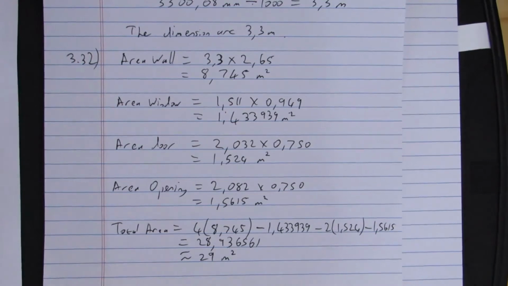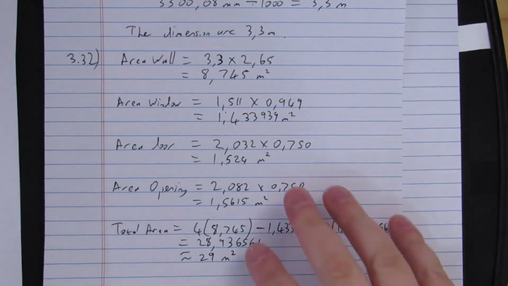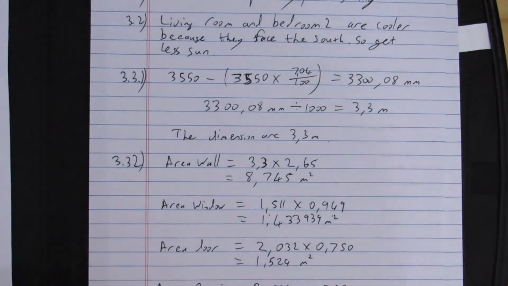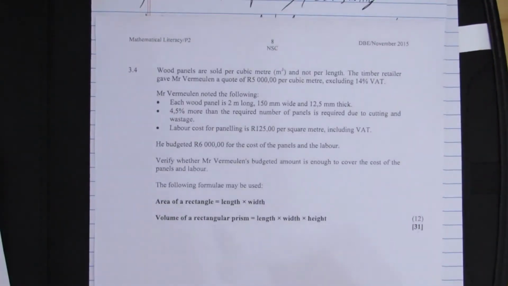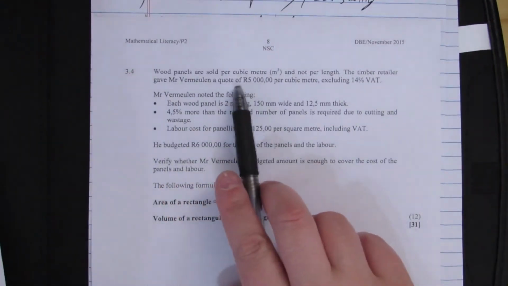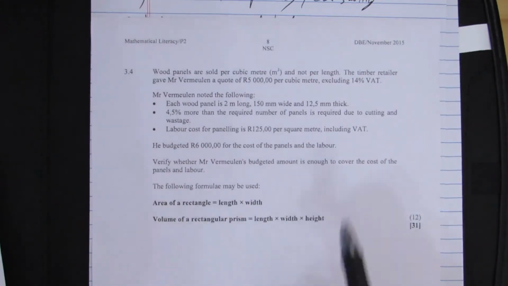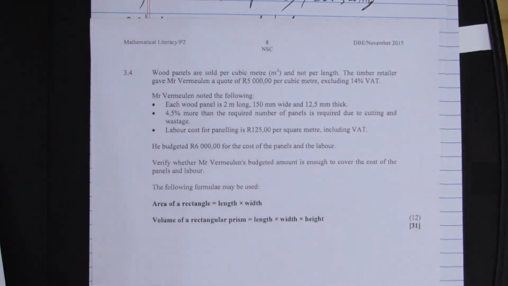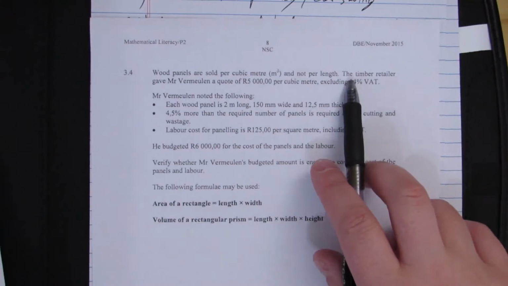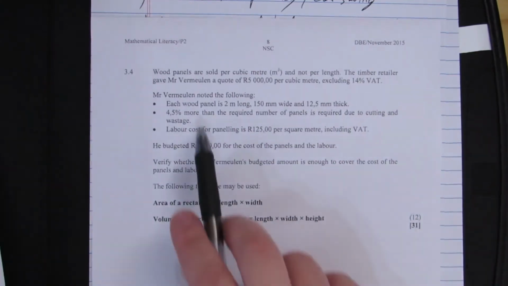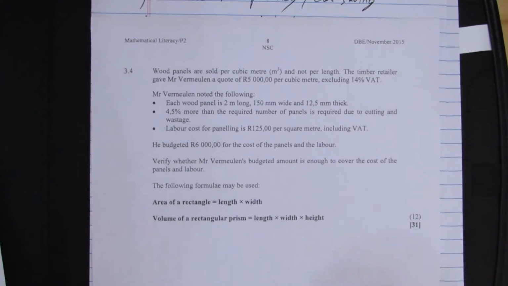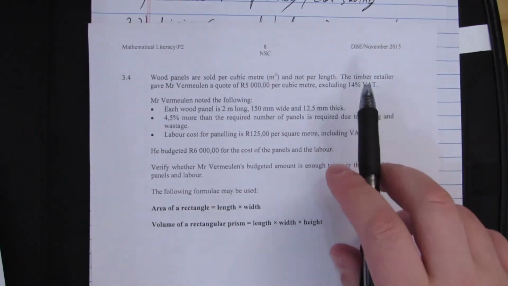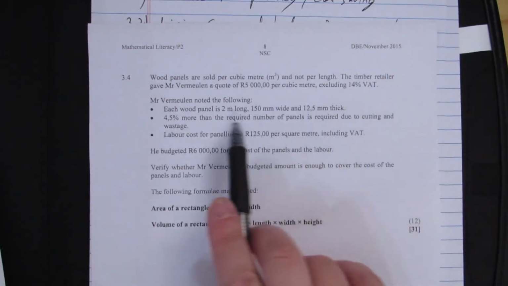Right, so now we've looked at 3.3.2. We need to look at the next question, which is 3.4, following on from here. The wood panels are sold per cubic meter, not per length. It's a bit of an irritation, but fine. The timber retailer gave Mr. Vermeulen a quote of 5,000 Rand per cubic meter, excluding 14% VAT. This is an old paper, so we're using the old VAT rate.